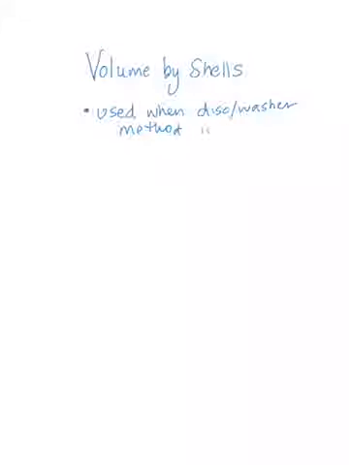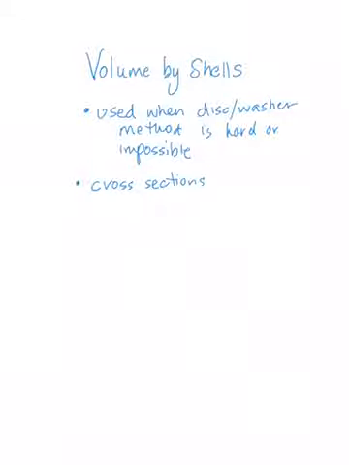So we want to use it when the disk and washer method is hard, as in we have to solve functions in terms of another variable, or it's virtually impossible. The second time we want to use it is when the cross sections are going to be taken parallel, well, cross sections that are taken are going to be parallel to that axis of revolution.